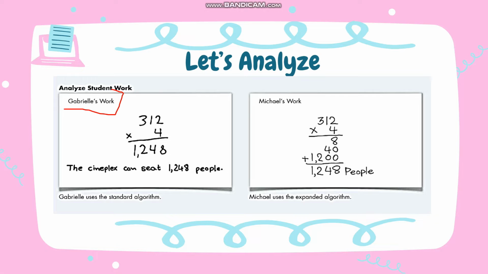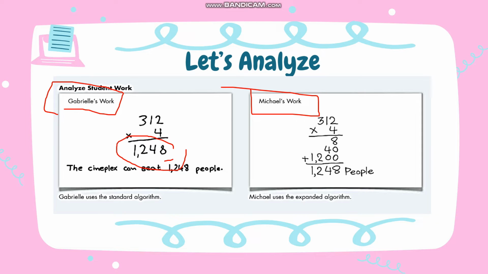As you can see here, Gabriel uses the standard algorithm by multiplying starting from the ones place, followed by the tens and the hundreds place. So 4 multiplied by 2 is 8, 4 multiplied by 1 is 4, and 4 multiplied by 3 is 12. And the answer is 1248.